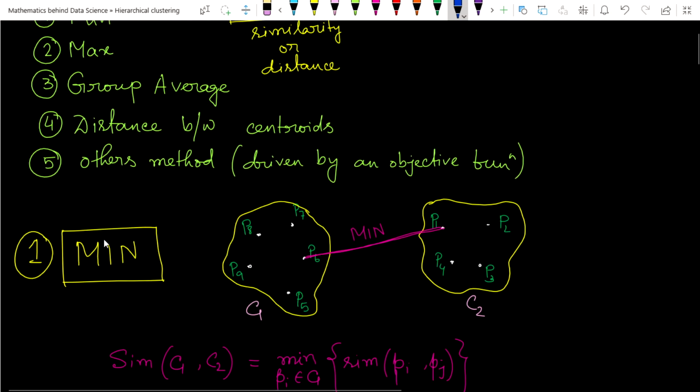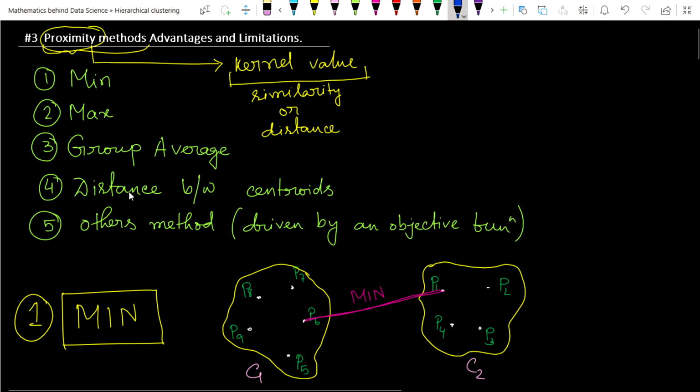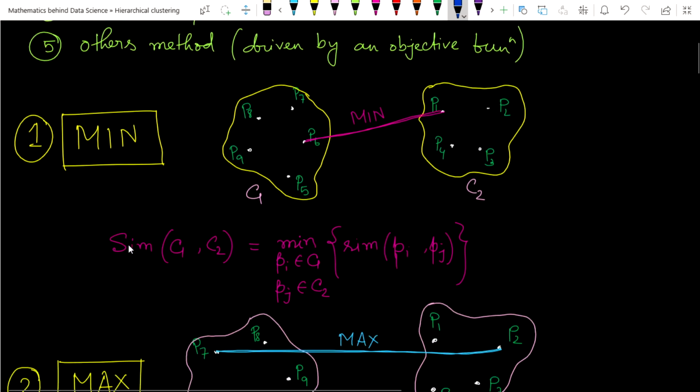I think from this lecture you got the idea how to calculate various kinds of proximity values by using various kinds of proximity methods, and what advantages and what kind of limitations they have. I think you got the idea.